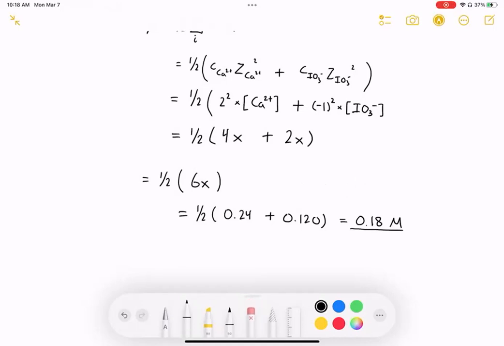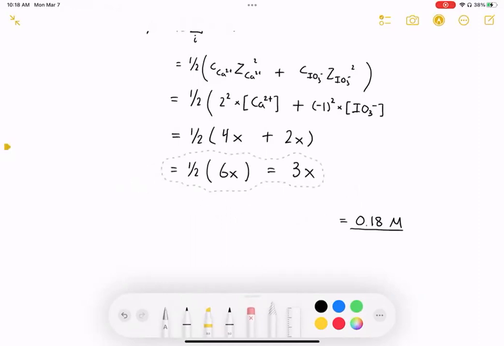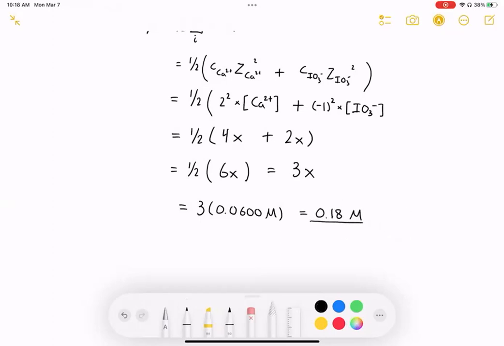Okay, so that is 6x. So it'll be 1/2 of 6x, or 3x. Then we can simplify this equation even more to 3 times 0.0600 molar, and we get 0.18 molar. So that is our ionic strength right there. 0.18 molar.